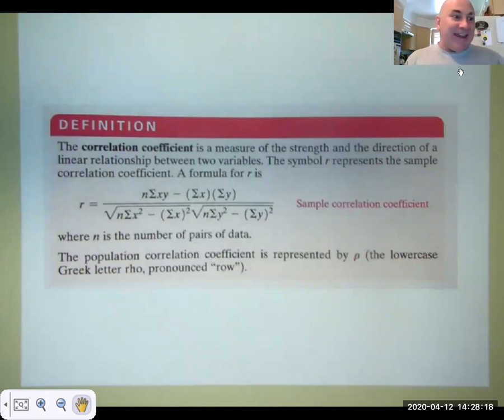There is a handout for this lesson. It's available on the stats files page of my website, and it's called the correlation coefficient handout. If you haven't gotten that handout yet, either in class or by downloading it, pause the video now and get that handout.